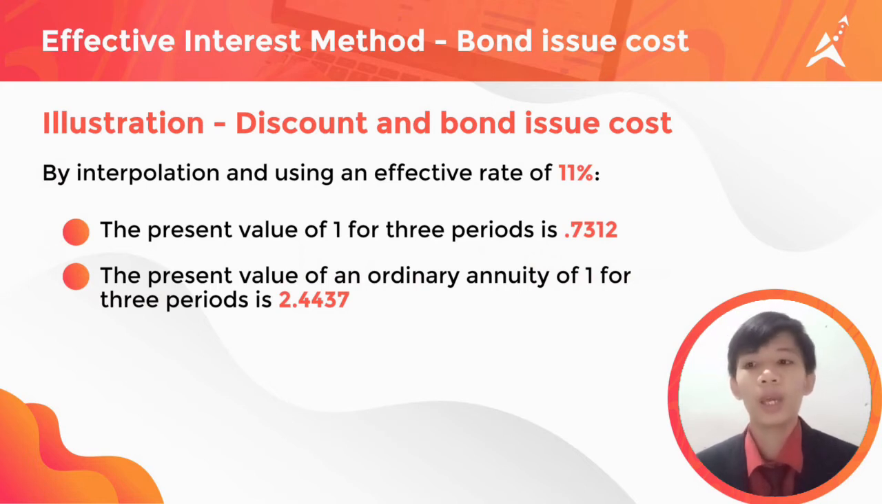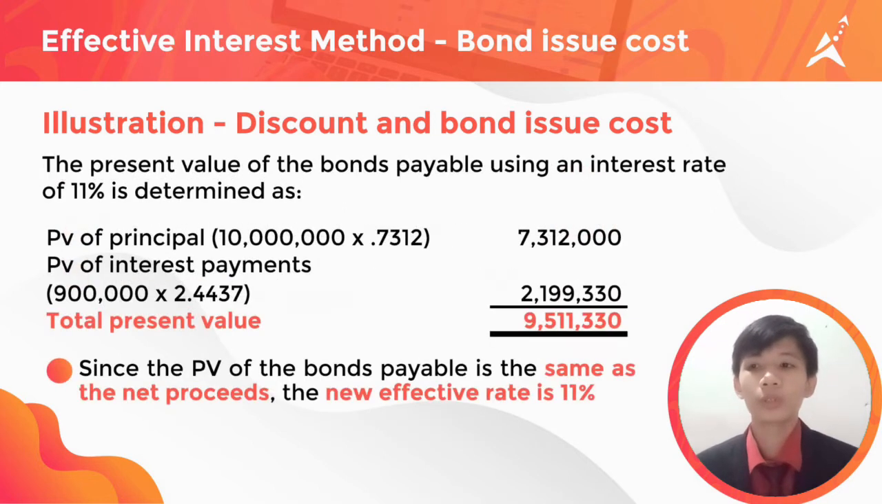So by interpolation and using an effective rate of 11%, the present value of 1 for 3 periods is 0.7312, and the present value of an ordinary annuity of 1 for 3 periods is 2.4437. You can acquire these values by using a mathematical table of present value of a single payment and present value of an ordinary annuity.